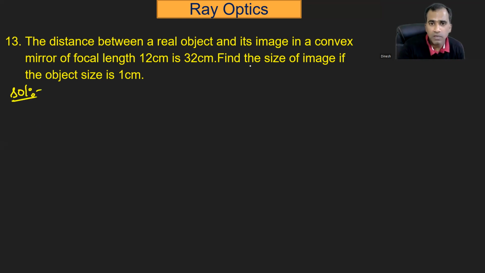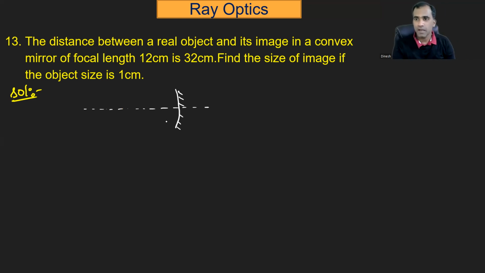First, what are they asking? Find the size of the image if the object size is 1 centimeter. Size of the image they are asking. So here they will have some confusion: is the object placed longitudinally or transverse? Nothing is mentioned here. By default, we generally place the object perpendicular to the principal axis.